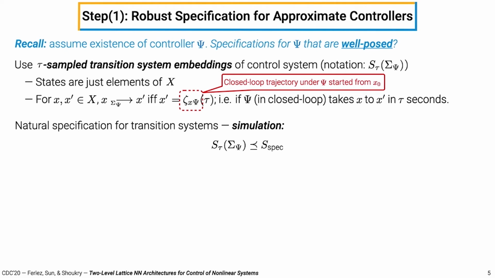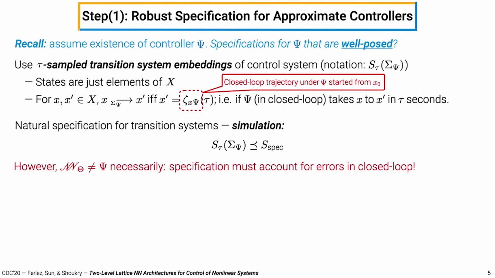And so in particular, we can say that our tau-sampled embedding satisfies a specification if it is simulated by a transition system description of the particular specification we're interested in. However, crucially, we know that our neural network will not be able to represent psi exactly. So this simulation relation alone won't be enough to account for errors in the closed-loop controller.